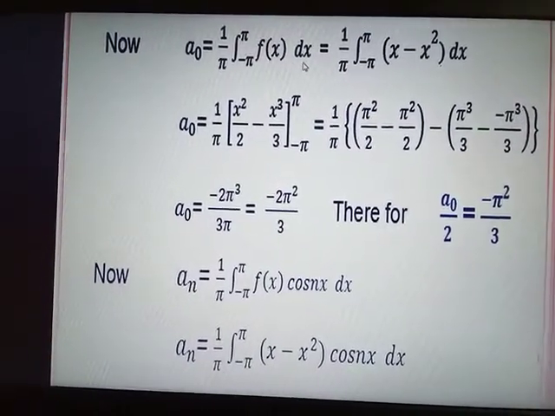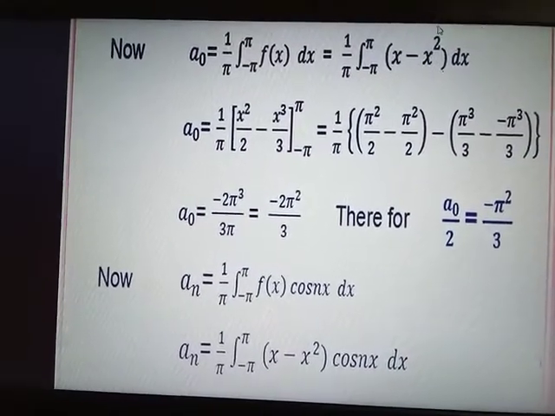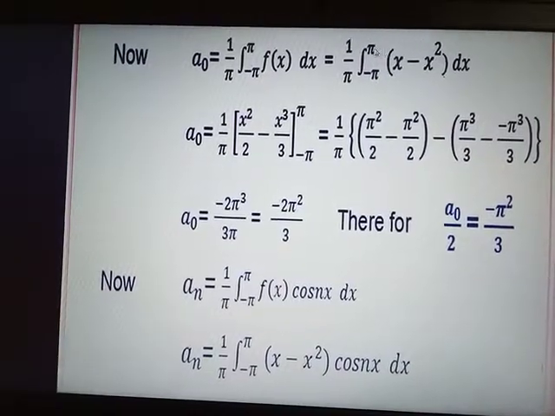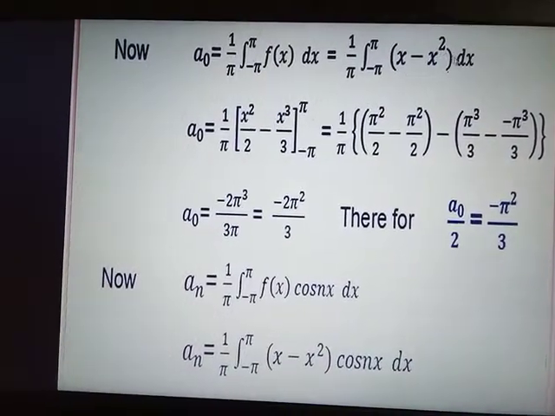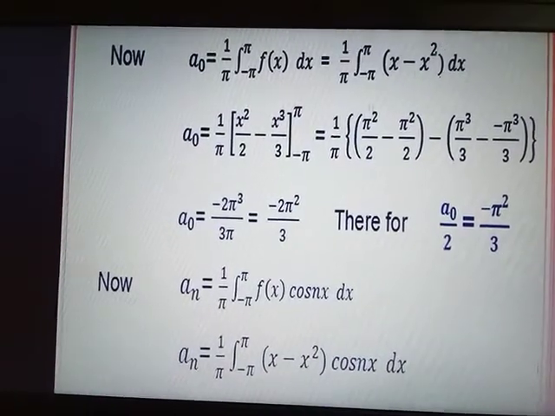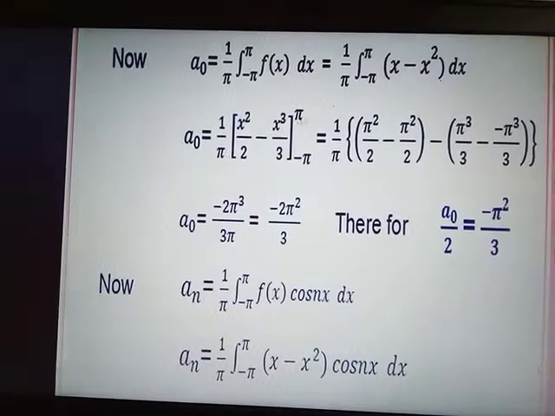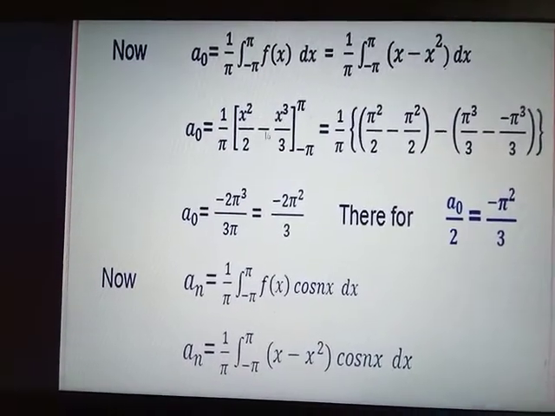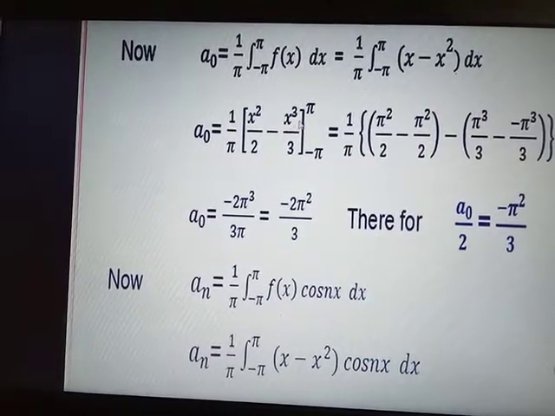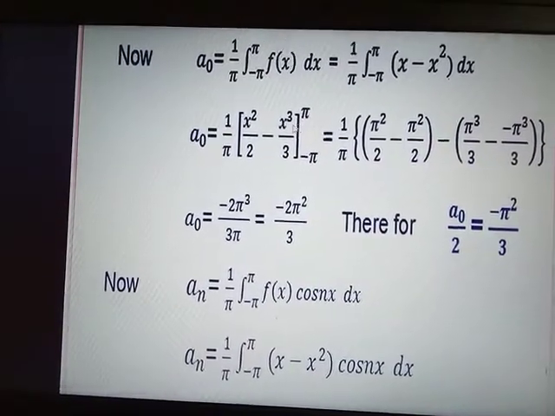of x dx. We know that f of x is x minus x square. Therefore, it is 1 by pi integration from minus pi to pi x minus x square dx. Now, we have to integrate this x minus x square. Therefore, a0 is equal to 1 by pi as it is. Integration of x is x square by 2 minus integration of x square is x cube by 3. Limits from minus pi to pi.